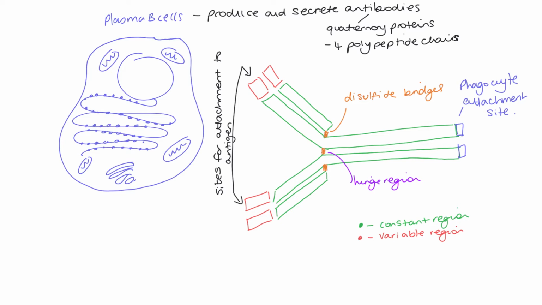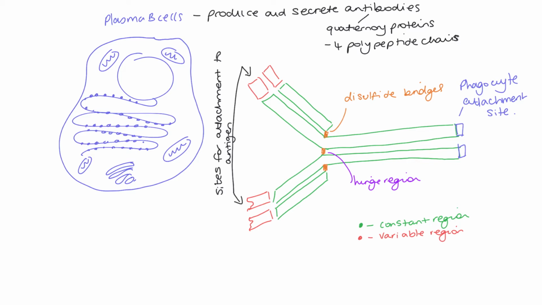So I know I've just really drawn it as squares, but it's important that you can use your imagination a little bit and you understand that actually this variable region will have a complex shape, and that shape, whatever it might be, will enable them to be complementary to a particular antigen on the surface of a pathogen.